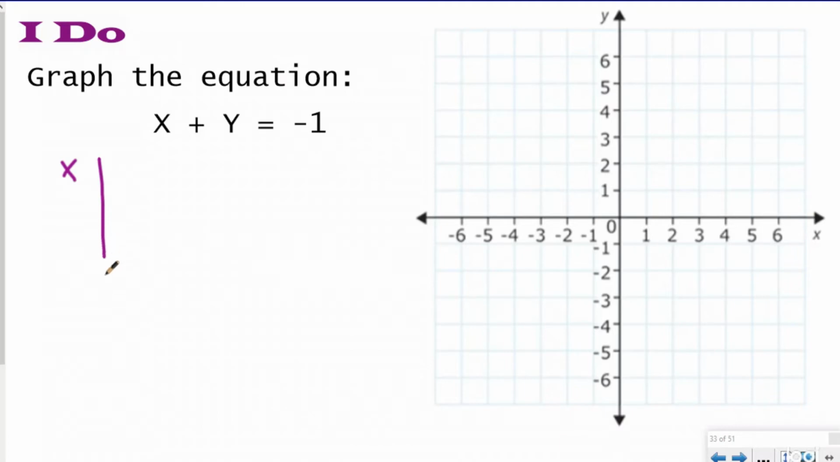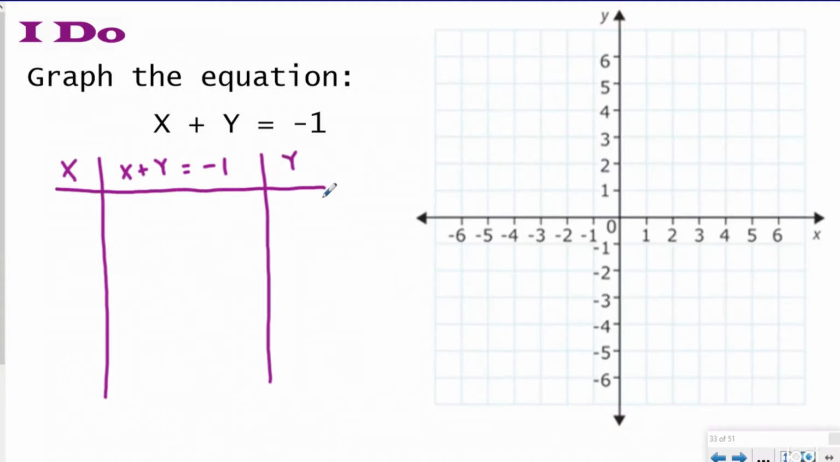And I'm going to make this a little bit different. I'm going to put my linear equation in the middle of it, and then I'm going to put my Y column over here. So it is an ordered pair chart, but it's also kind of like an input-output chart.